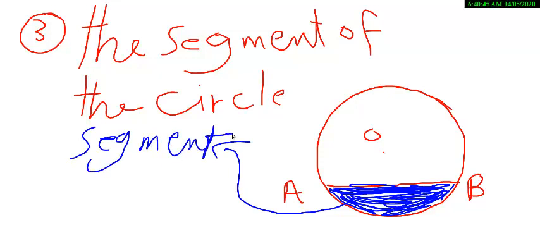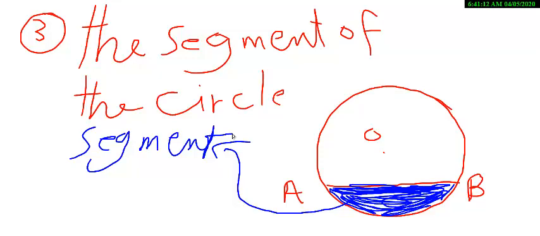So the segment of the circle is a part of the circle bounded by a chord and an arc, with the endpoints of this chord. Again, the segment is a part of a circle bounded by an arc and the chord, by the endpoints of this chord.